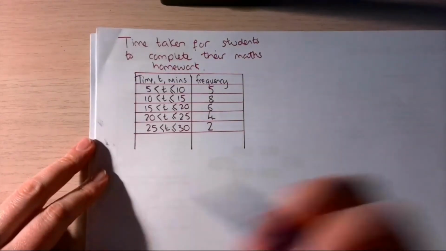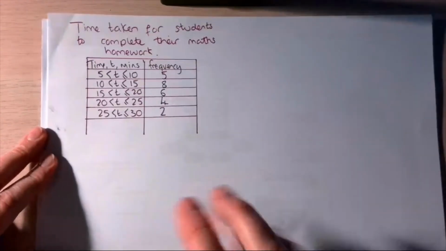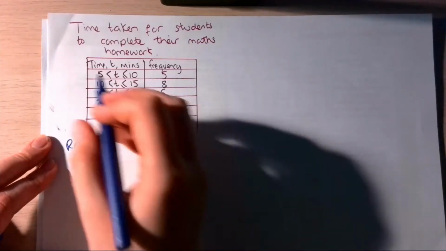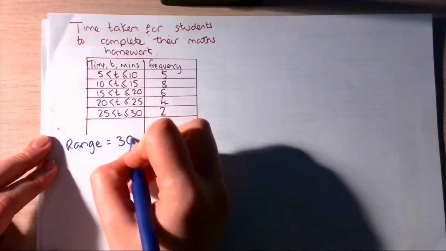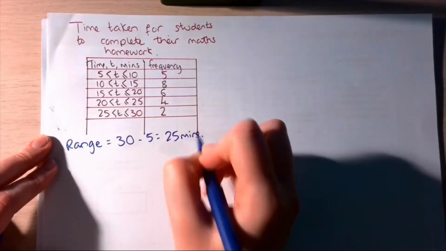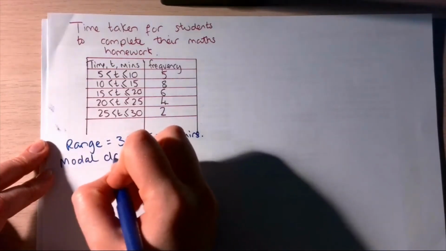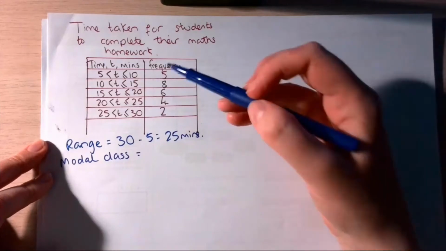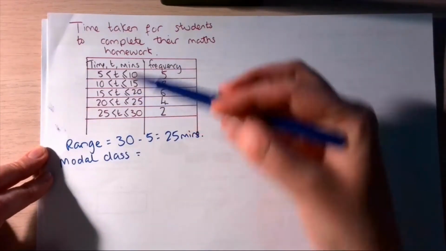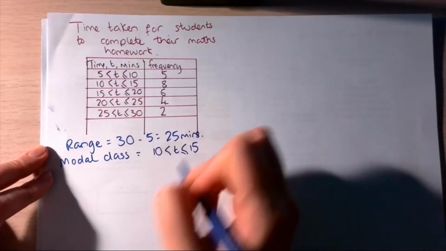So we'll go exactly as we were doing a minute ago. I'm going to be careful and leave all of this free this time to write in. Straight in there with the range. That's the largest subtract the smallest, so 30 minus 5, which is 25 minutes. And modal class, which is the highest one on here. Here the highest number is 8, so our modal class is 10 to 15 minutes. That's the first two.